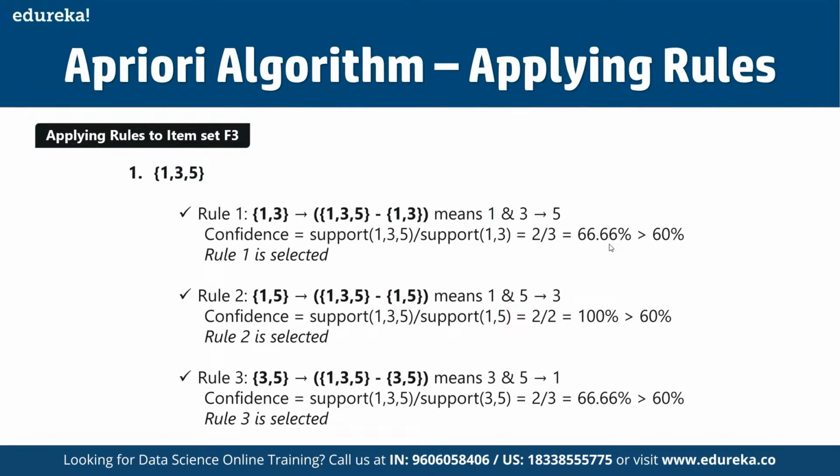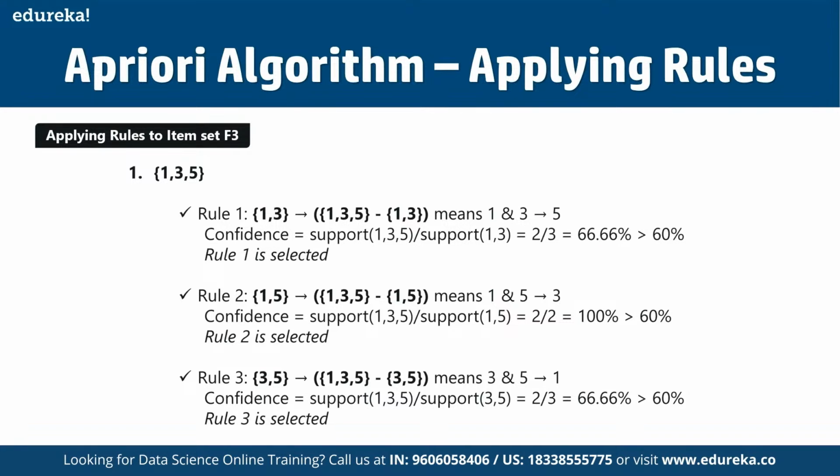So here rule 1 is going to be selected, and in rule 2 we have 15 implies 135 minus 15. That means if someone is purchasing 1 and 5, then they have a good possibility of going for 3 as well. To find the confidence, we divide the support of 135 by the support of 15. That's 2 by 2, which translates to 100%, and that is much greater than 60% as well.